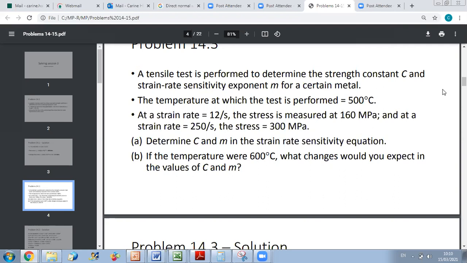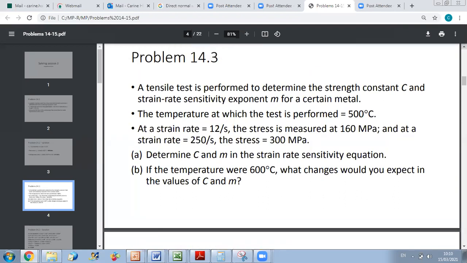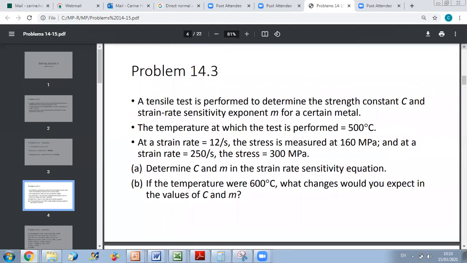Then, if the temperature were 600 degrees, what changes would you expect in the values of C and m? So, in this chapter, chapter 14, we have seen that an additional effect is the effect of strain rate on the stress. We have a certain sensitivity between stress and strain rate, where the strain rate is defined as the velocity of approaching the metal relative to its height.